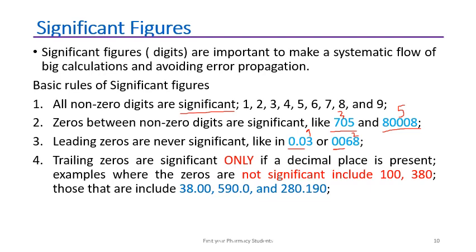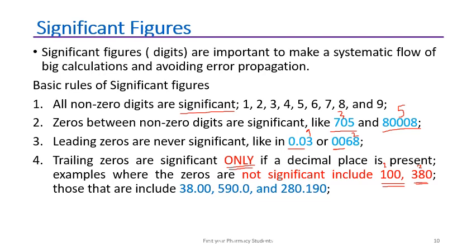Number 4, trailing zeros are significant only if a decimal place is represented. For example, the number 100 doesn't have any decimal places, so these zeros are not significant. The number 100 has only one significant digit, which is 1. And 380 also doesn't have any decimal places, so only the 3 and 8 are significant digits. So we have 2 significant digits.